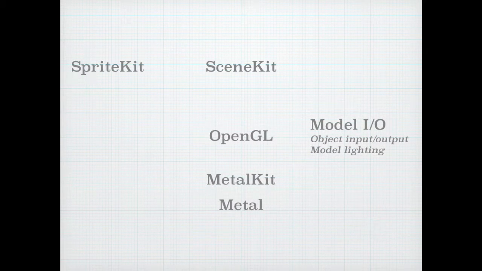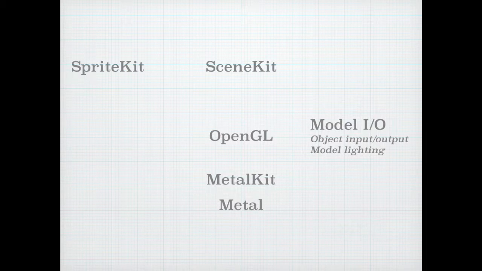Now, this summer, Apple introduced a few new things. MetalKit sits on top of Metal and makes it a little easier to manage a lot of those details. There's Model.io, which helps you read in meshes and do fun stuff with them, and does some neat rendering effects. And then there's also SpriteKit over on the side.